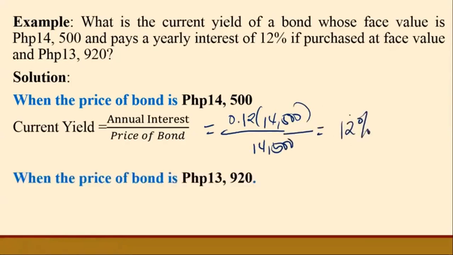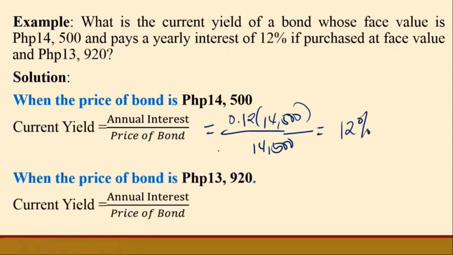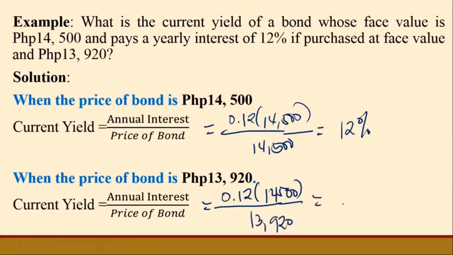Okay, so the current yield is 12%. And when the price of bond is 13,920, what's the current yield? So 0.12 times 14,500 over 13,920, this is equal to 12.5%. All right?